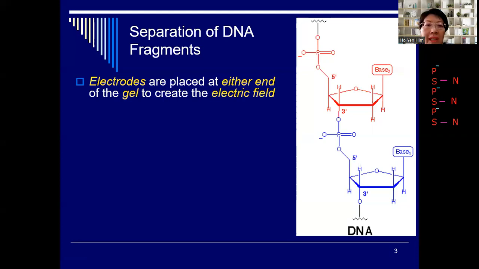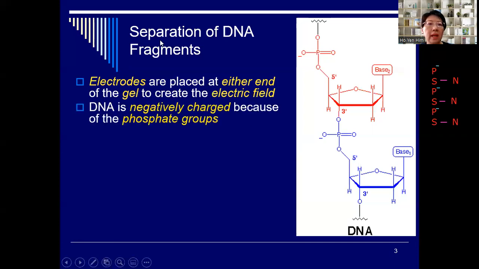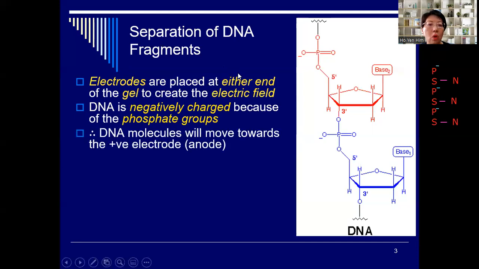Therefore, the electrodes are placed at either end of the gel to create the electric field, and DNA that's negatively charged, due to the phosphate groups, will start to move towards the positive electrode.